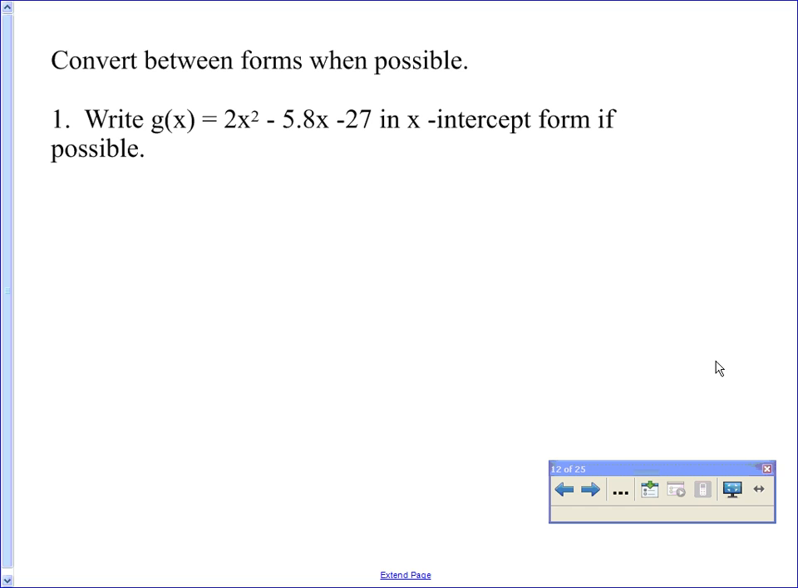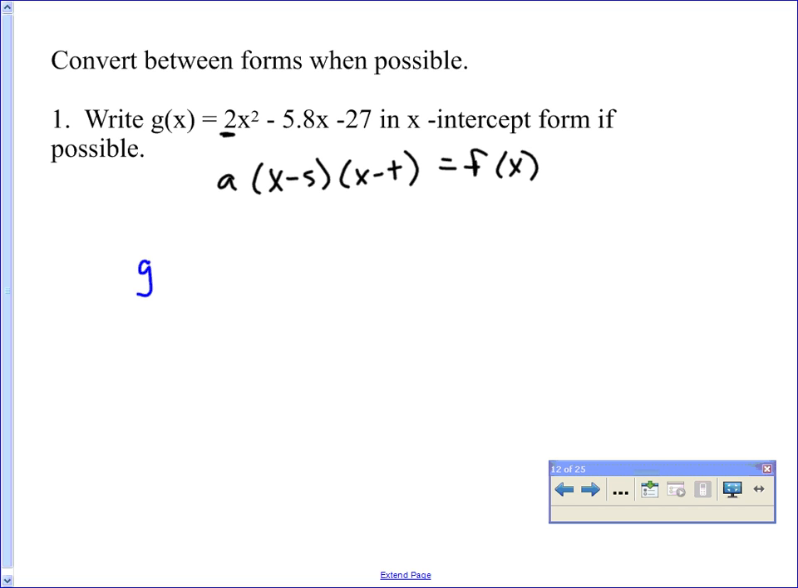So if you recall, the x-intercept form is going to be the a times x minus s times x minus t form. Okay, so that's the form we're going for. So if this is the case, anytime you have this leading coefficient out here, we need to go ahead and factor that out.